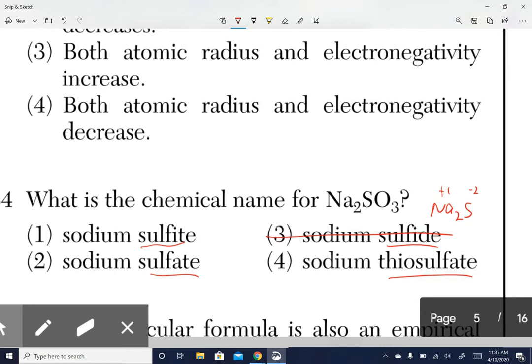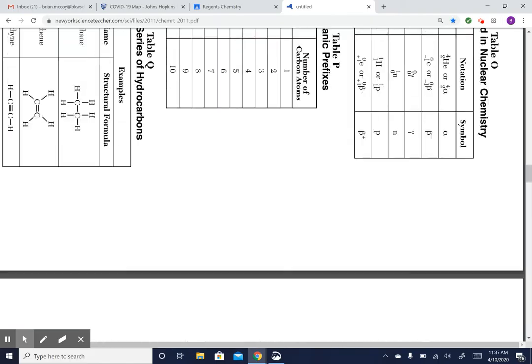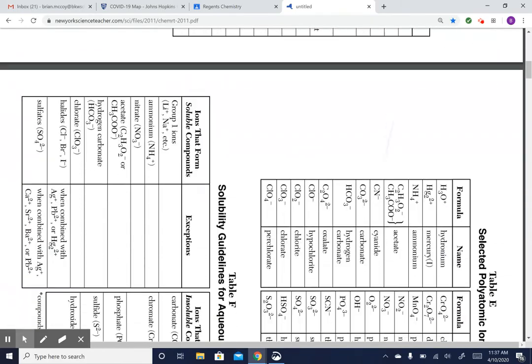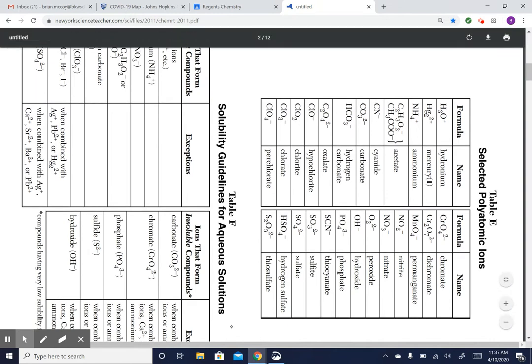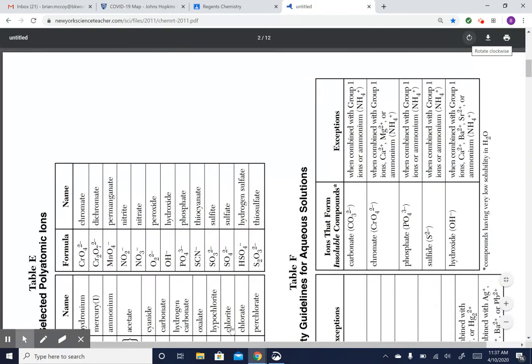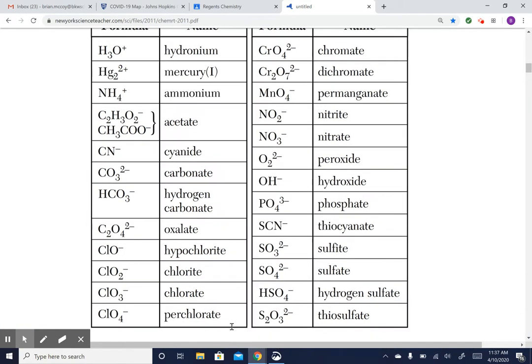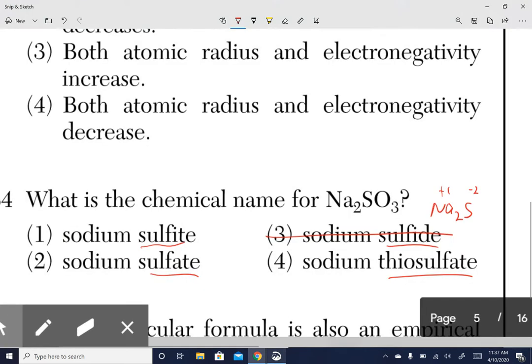Now we'll do thiosulfate on table E. Here it is, down here. S2O3. That's not SO3, so that's not right. This one would be Na2S2O3.